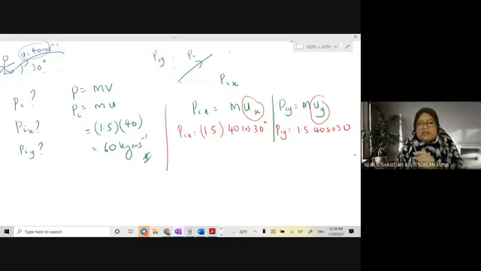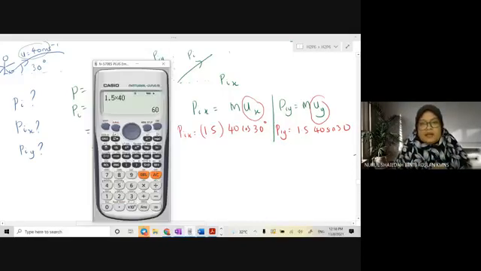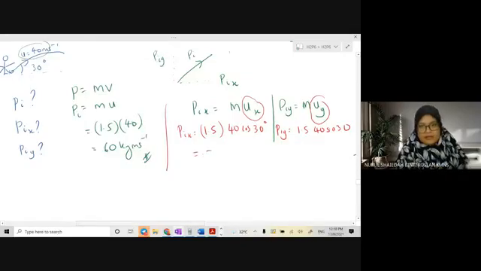Okay, so kita tekan calculator 1.5 times 40 cos 30. So you get the answer 51.96. So 51.96 kg ms negative 1.